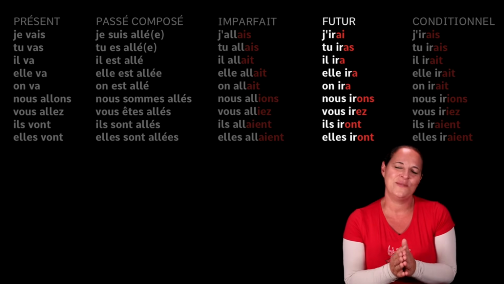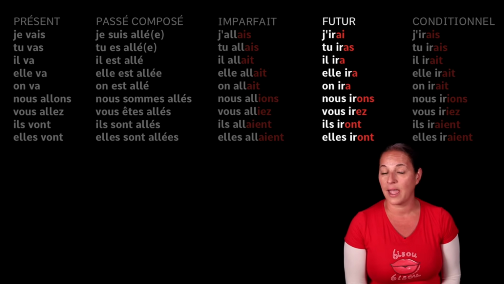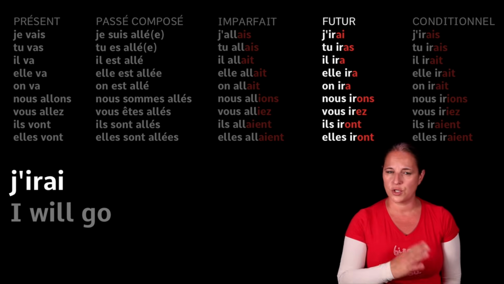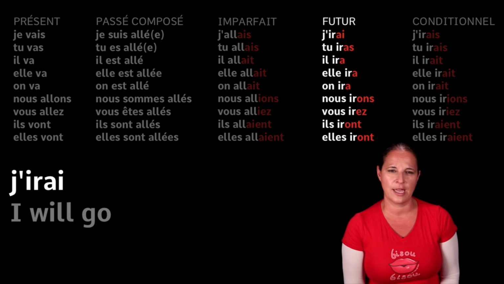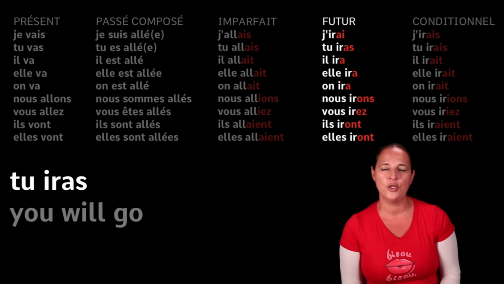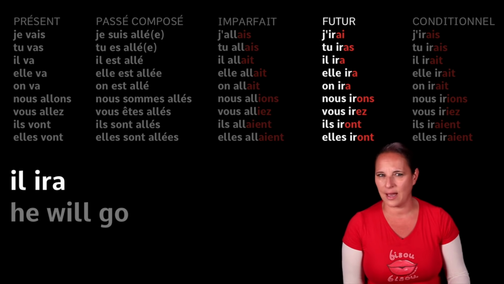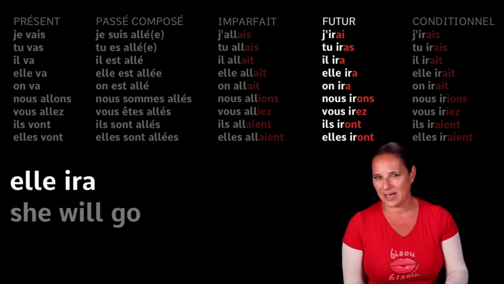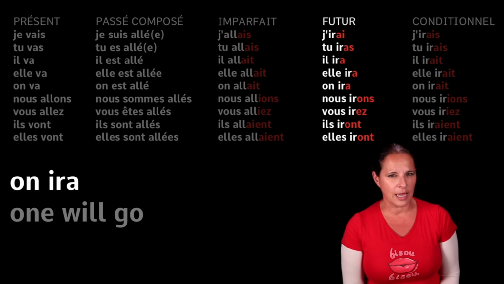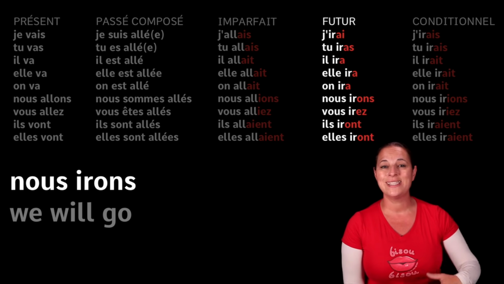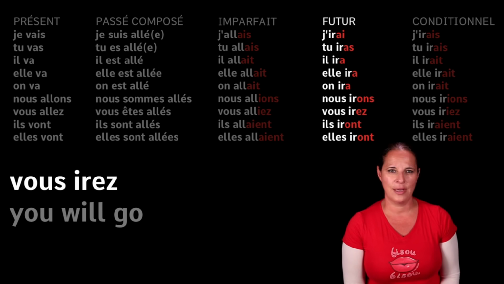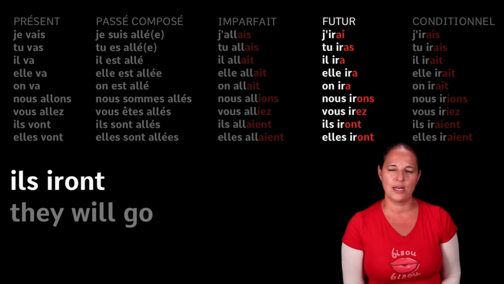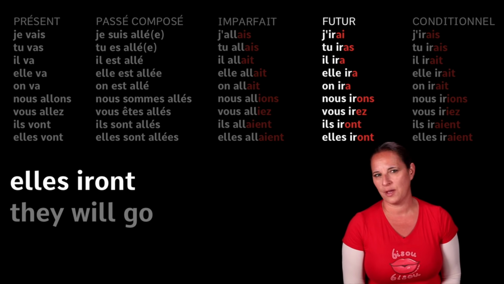Now, aller in the future tense, the stem is ir. I-R, ir. So, knowing that for je, it is ai, in the future tense, you say j'irai. I will go. J'irai. Okay, tu iras. You will go. Il ira. He will go. Elle ira. She will go. On ira. One will go. Nous irons. We will go. Vous irez. You will go. Ils iront, they will go. Elles iront, they will go. Feminine plural form of they.